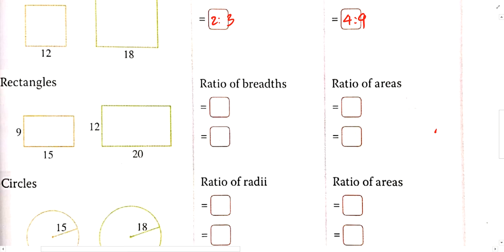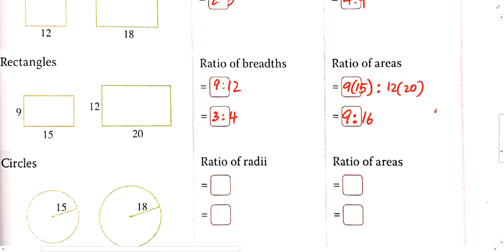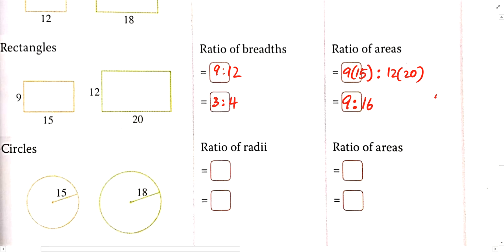Ratio of breadth. 9 to 12. Simplify, 3 to 4. Ratio of area. 9 times 15 to 12 times 20. 9 is to? You sure 12? 16. I hope you're actually working it out. So, shorter side, right? Yeah, breadth is the shorter side.